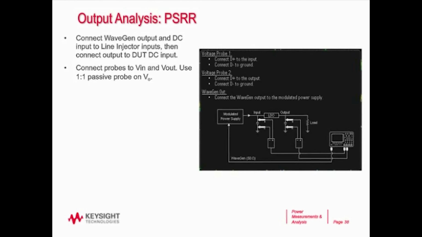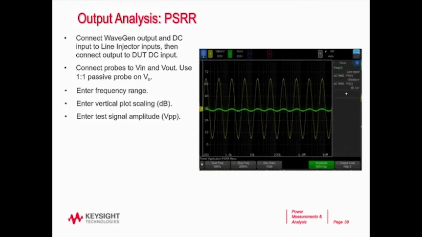And then you can enter the frequency range you want to test from. We're able to test up to 20 megahertz. You enter vertical plot scaling and then enter the amplitude of the test signal that you want to use for your disturbance. What is the AC value, peak to peak, of the AC disturbance signal?